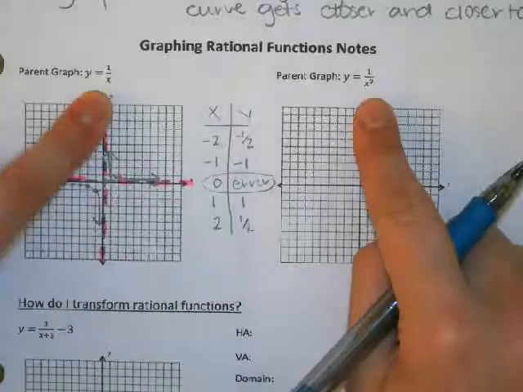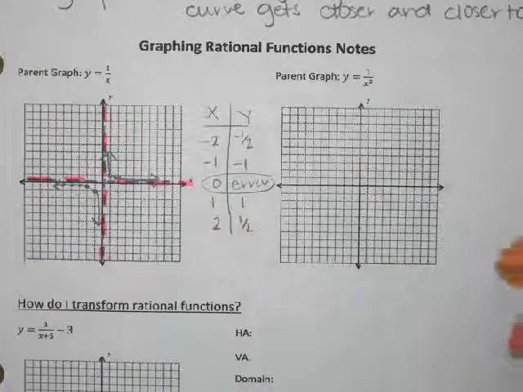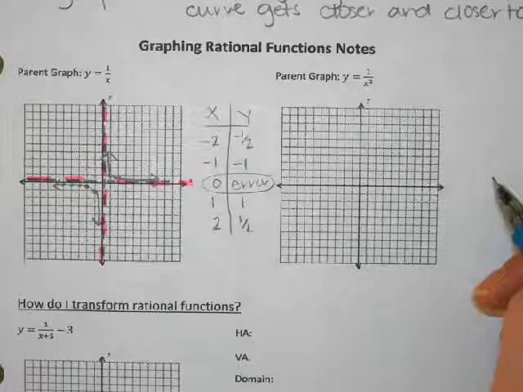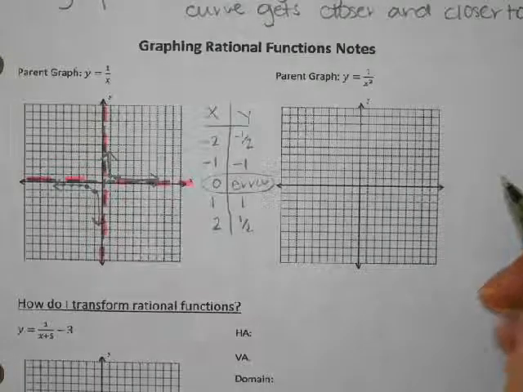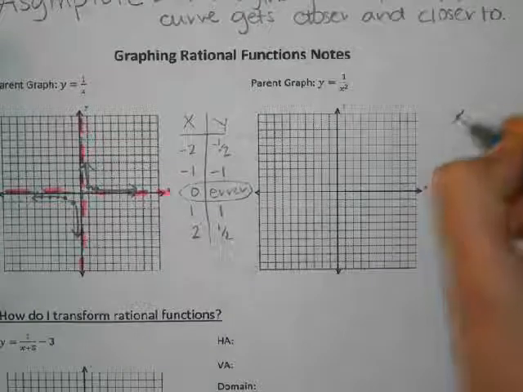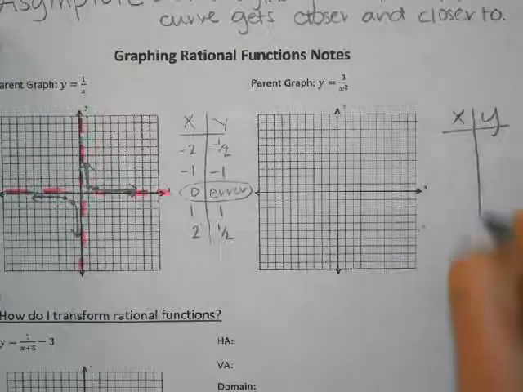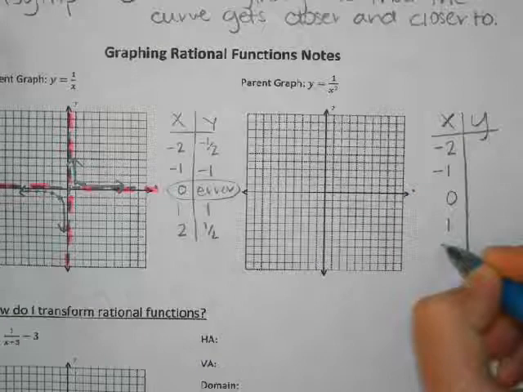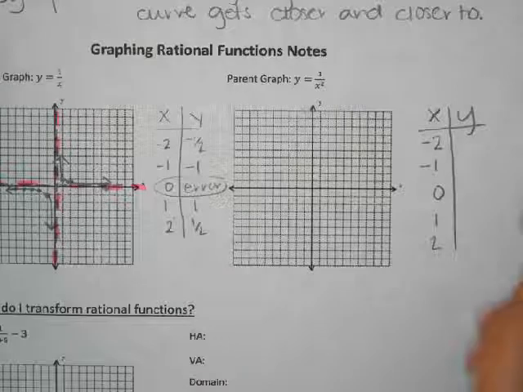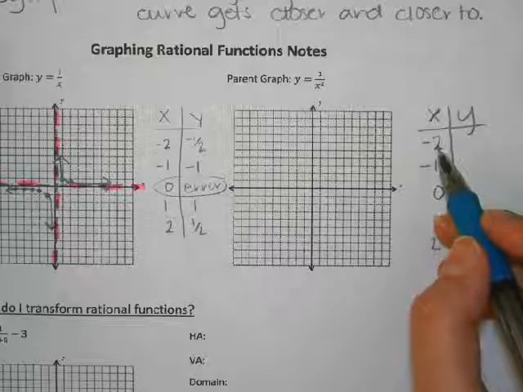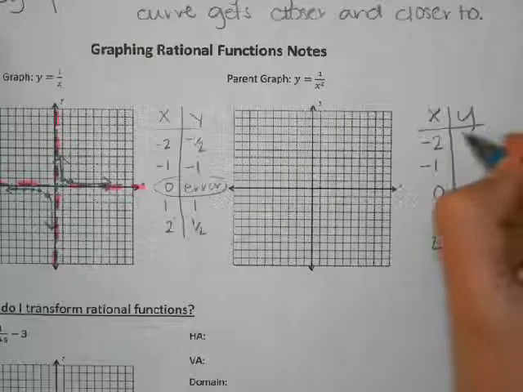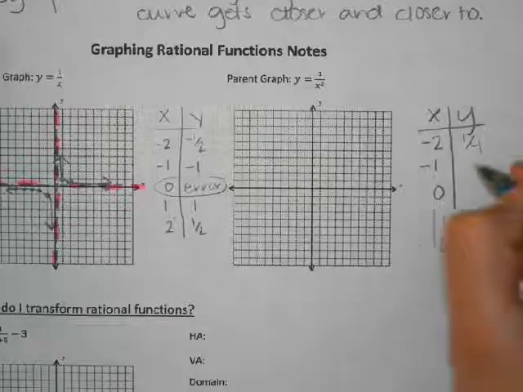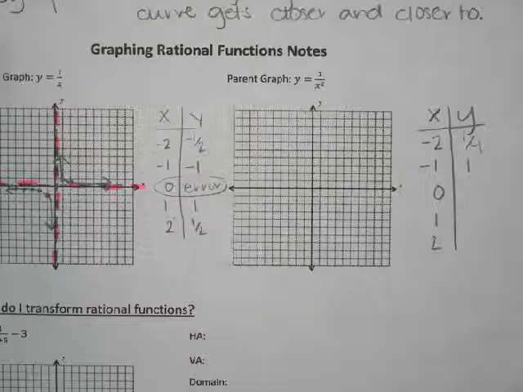What's the difference between these two equations? It's got a squared. So what's going to happen to negative x values when you plug them in? They're going to become positive because you're squaring them. So we're going to use the same table. We're going to plug in -2, -1, 0, 1, and 2. And what happens when you plug in -2? You get 1/4. What happens when you plug in -1? You get 1.